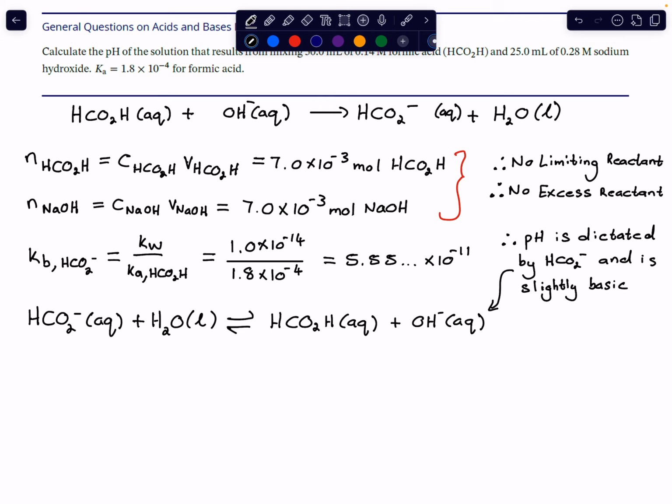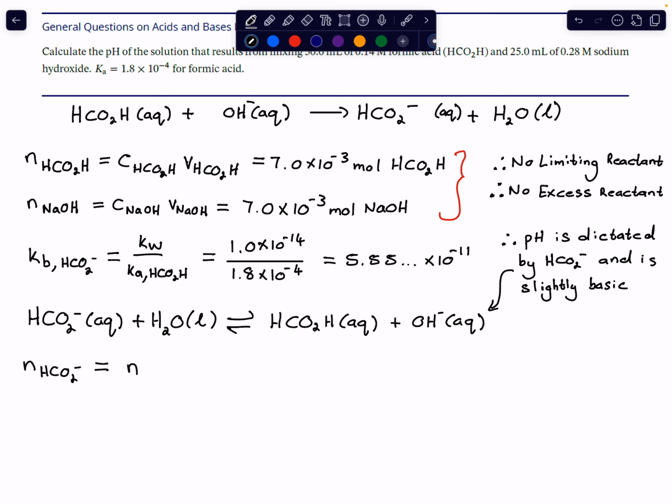Alright, and how do we calculate the concentration of a species at equilibrium given the initial concentration of an acid or base? Right, we use an ICE table. But of course, we first need the original concentration of that acid or base. So to calculate that concentration, we first need the number of moles of this species after the initial acid-base reaction.